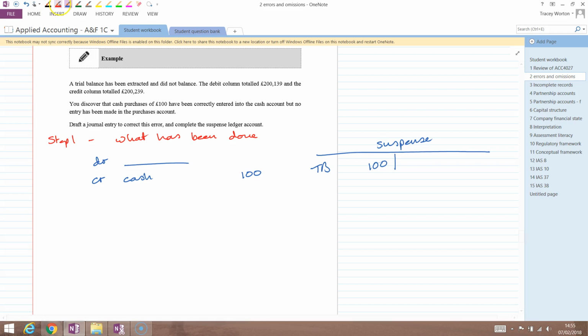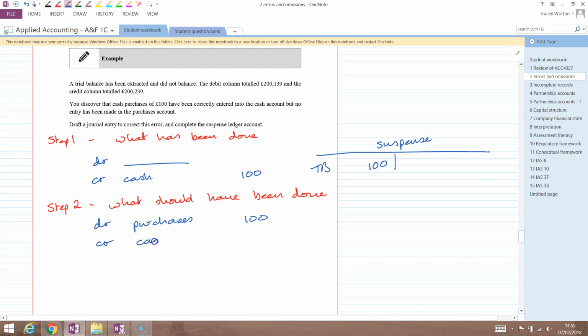So now we're at this point, we can then say, right, what is our step 2 question? So what should have been done? So in order to record a cash purchase, we should have debited our purchases with £100 and credited cash with the £100. So that's the entry that needs to have been done.